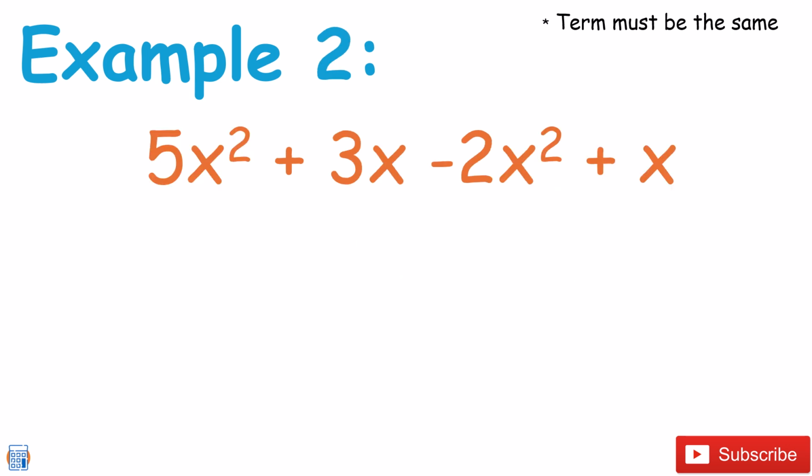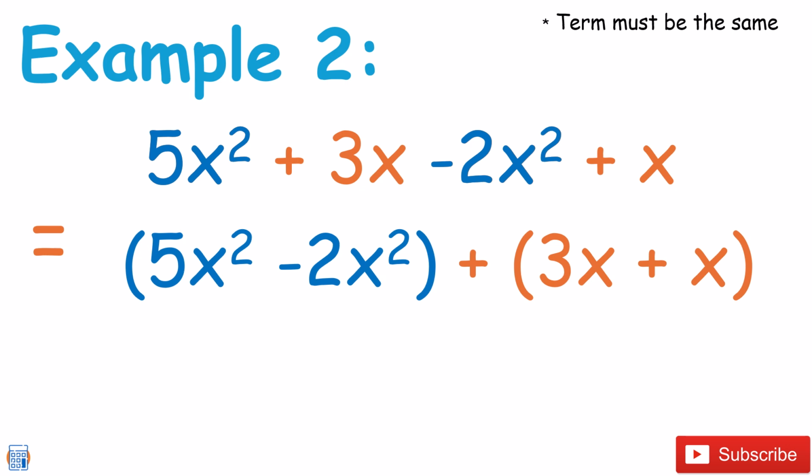Looking at example 2 now, 5x squared. So if we look along the equation for another term that has x squared, 3x, no, minus 2x squared, yes, that does, and then x, no. So 5x squared, yes, that does match with minus 2x squared, and 3x does match with x. So if we then break it down again, 5x squared take away 2x squared, it's exactly the same thing, you're just doing the coefficient, so 5 take away 2, that will give you a 3, and then if we look at the orange one here, 3 plus a 1, that'll give you a 4. So that will end up with 3x squared plus 4x.